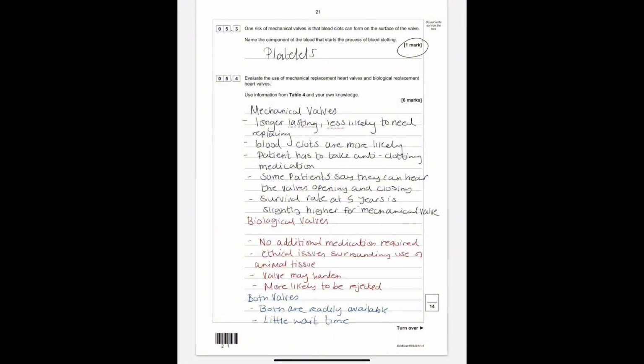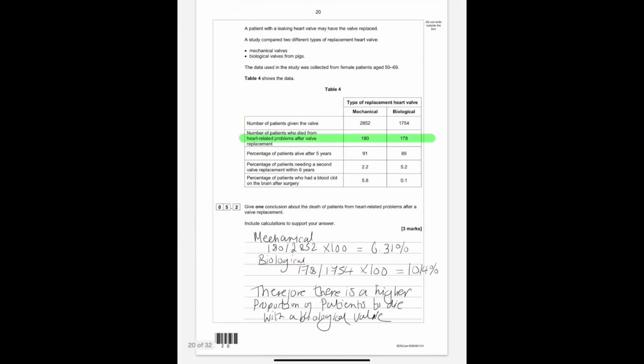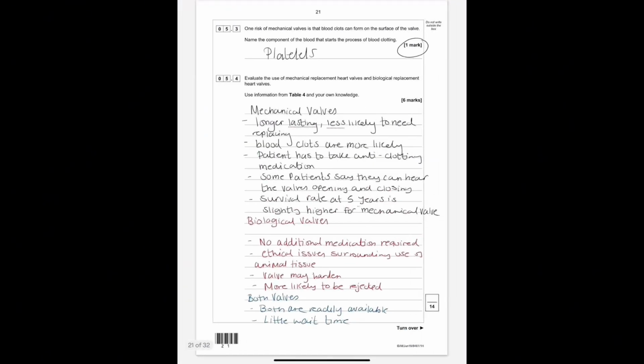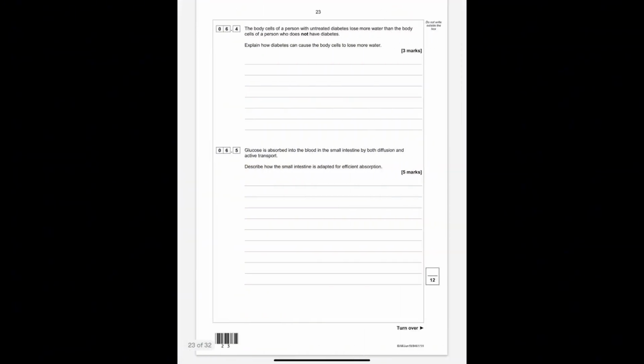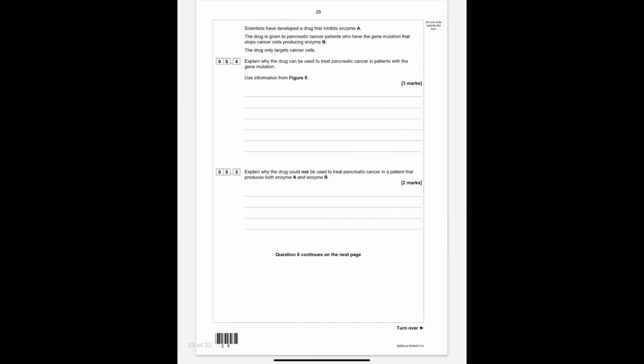So this is my answer to the 6 mark question, and you can see how I've used points from the table over here, and I backed it up with my own subject knowledge as well. And that will get you 6 marks. Okay. Right. What I'm going to do now, I'm going to go through just probably a few more questions, and then I think I am done from there.